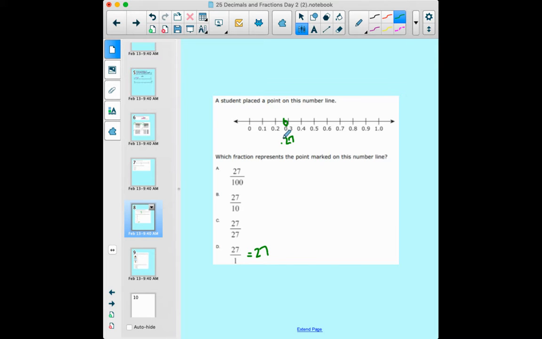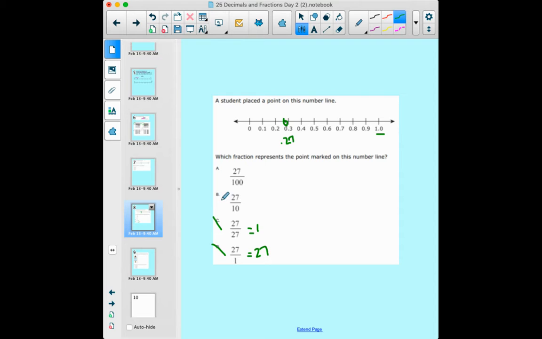This represents a decimal that is less than 1. 27 is greater than 1. It is too big. If I have 27 over 27, that is equivalent to 1. Our point is less than 1, so C can be eliminated.